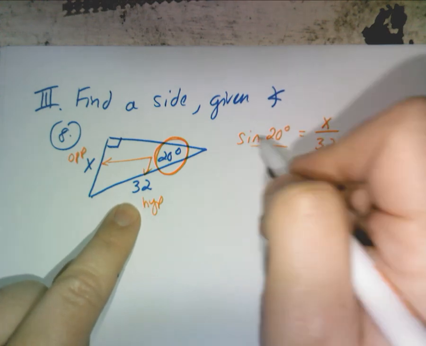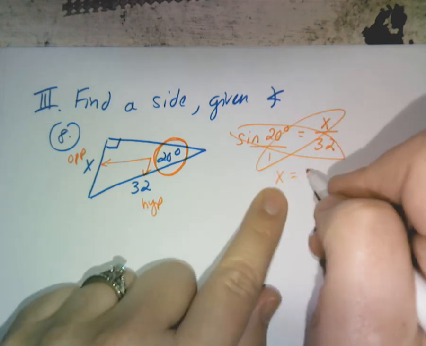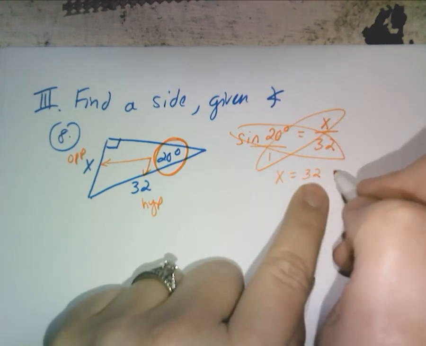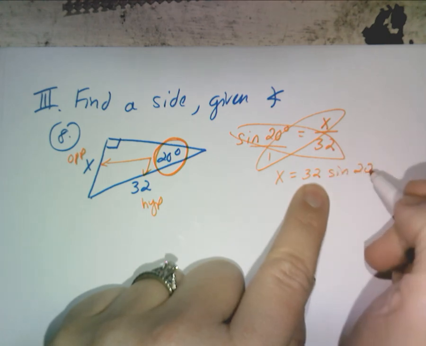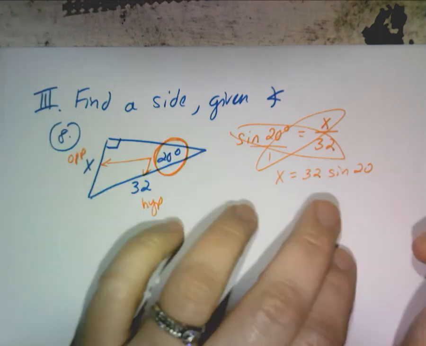And then you can crisscross multiply, and you get x equals 32 goes in front, sine 20. You don't want to multiply the 32 and the 20. That's not right. It's 32 sine 20.